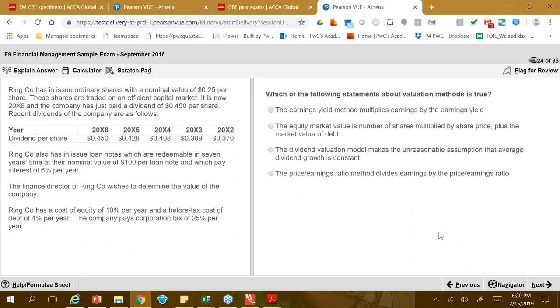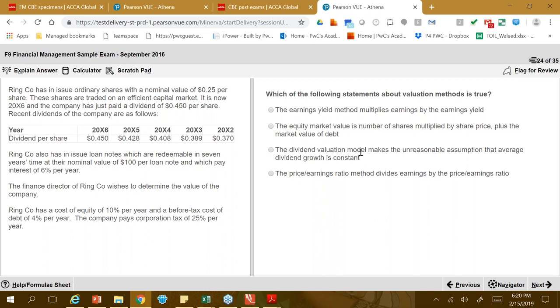Question 24. Which of the following statements about valuation methods is true? The earnings yield method multiplies earnings by the earnings yield. When we use the earnings yield, do we multiply or divide? Well, we divide, so this is not true. The equity market value is the number of shares multiplied by share price plus the market value of debt. No, the equity market value is simply number of shares into the share price. That's not right as well.